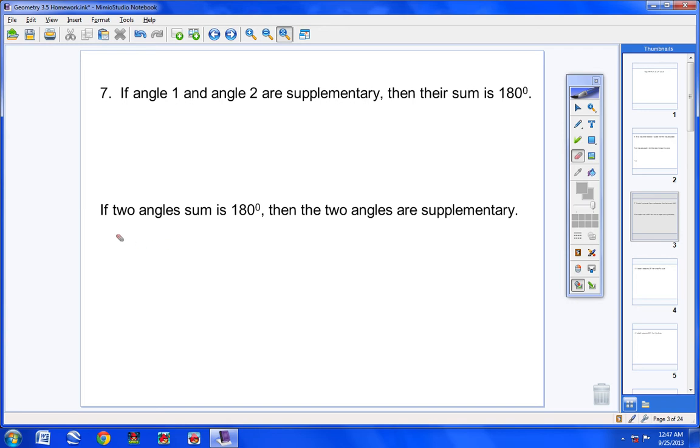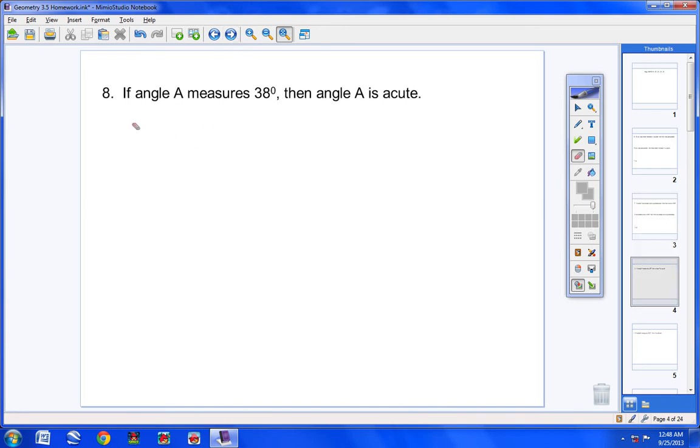Is that true? If I know that two angles add up to 180, do I know for sure they're supplementary? Well, of course, that's true. That's the very definition of supplementary angles. Two angles that add up to 180. All right, number 8. If angle A measures 38 degrees, then angle A is acute.